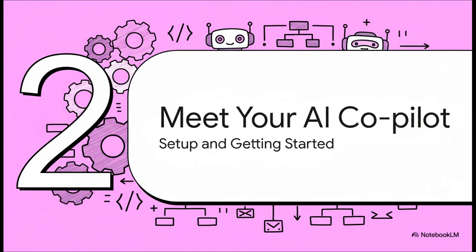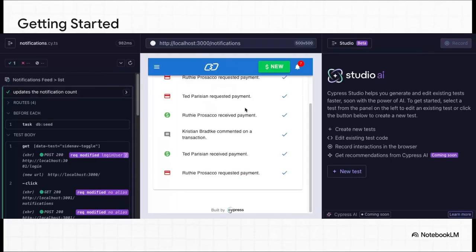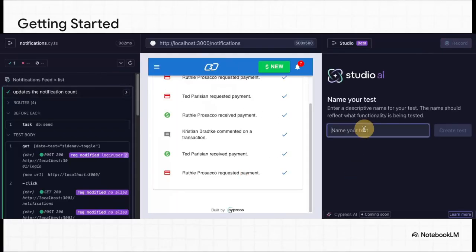All right, so let's properly meet this new copilot. Getting it all set up is incredibly simple, and once you do, it just slides right into the workflow you're already used to. There are really just a couple of things you need. First, because all the AI magic happens in the cloud, you've got to connect your project to a Cypress Cloud account. And hey, even free accounts can give this a spin. Second, you just need source maps enabled. And for most of us, that's already the default in our Cypress projects anyway, so it's probably already done. Once that's ready, you just open Studio and start recording like you normally would.